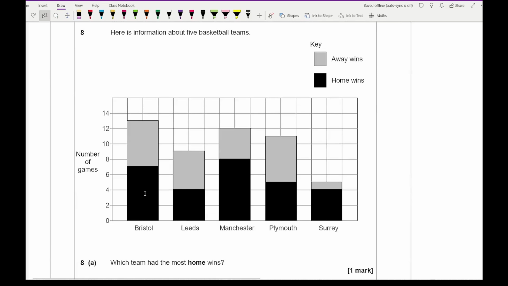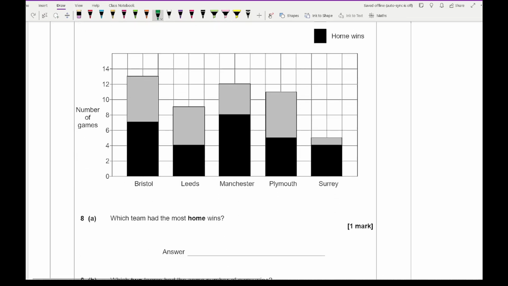Moving on to question 8, it says here is some information about 5 basketball teams, and it's given the away and the home wins. And the question is saying which team has the most home wins. So we're looking for which of the black bars are the highest. And that one is going to be Manchester.